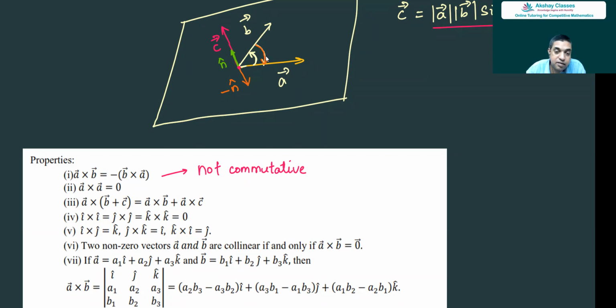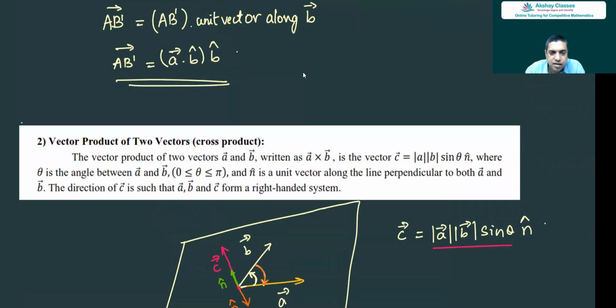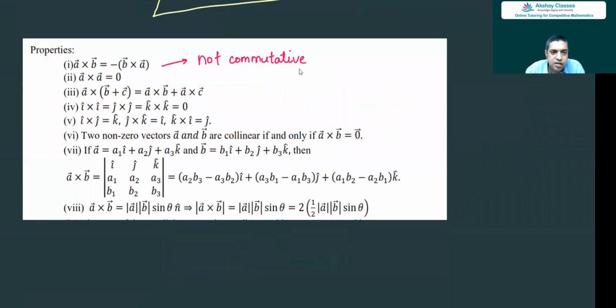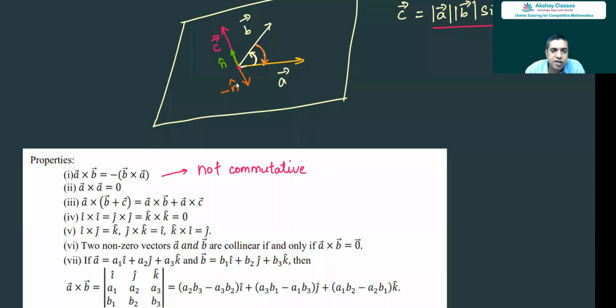Naturally, this is a vector. Scalar product is a scalar. Dot product gives you a scalar quantity. Cross product gives us a vector quantity. That is how we define it. This is our definition. So by definition, A cross B will be equal to minus of B cross A.